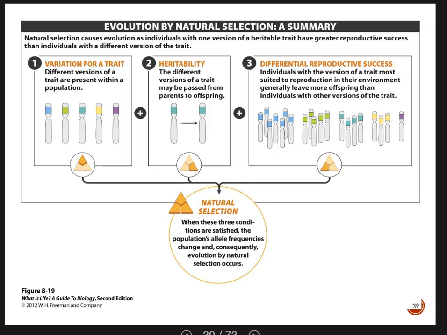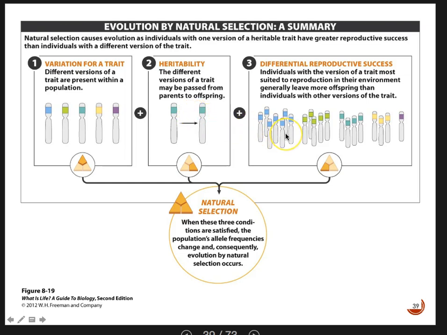Another way to show this, your book shows it a couple different ways. It shows it with rabbits. I kind of like the one where it shows it with the chromosomes, so that's the one I'm going to show you. The 3 parts that go into evolution by natural selection: you have to have variation in the trait. You got to have variation. We can't have only one allele. You have to be able to pass down that trait.